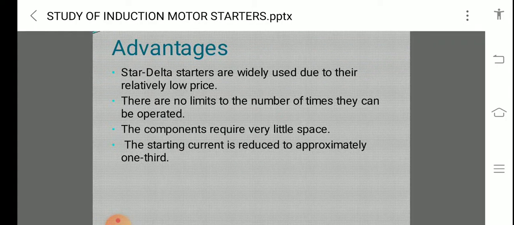Next, the advantages of using this type of starter: it is widely used due to its low price. There are no limits to the number of times it can be operated. The components require very little space. The starting current is reduced to approximately 1/3.